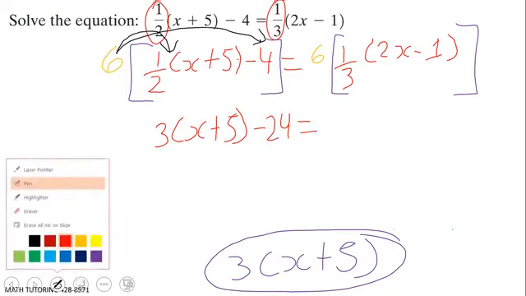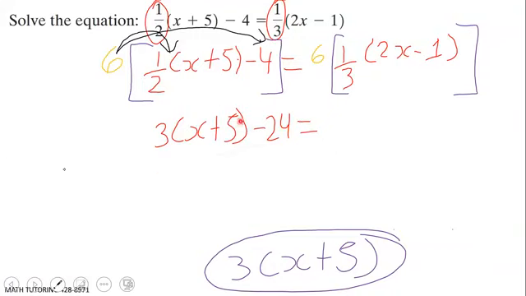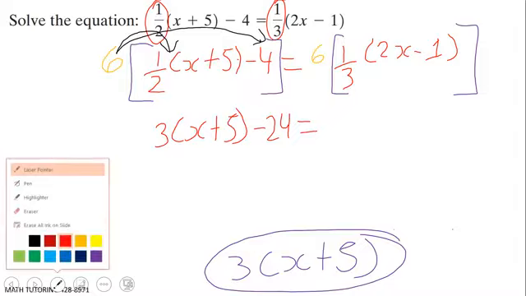No more fractions. Look at that. You see how the 6 knocks out the half? And that was the idea. That's why we multiplied by the lowest common multiple. Awesome. So that's very important.